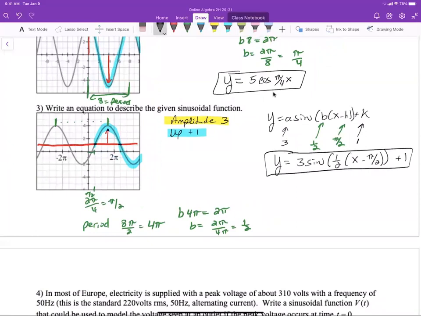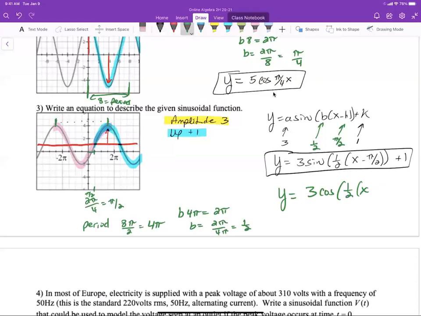If you chose, let's say, cosine, I'm going to pick this spot. What if you picked this one? That would have been y equals, amplitude is still 3. It's not an x-axis reflection because I started at the top and I still went down. That is cosine. The value of b is still the same because the period didn't change.